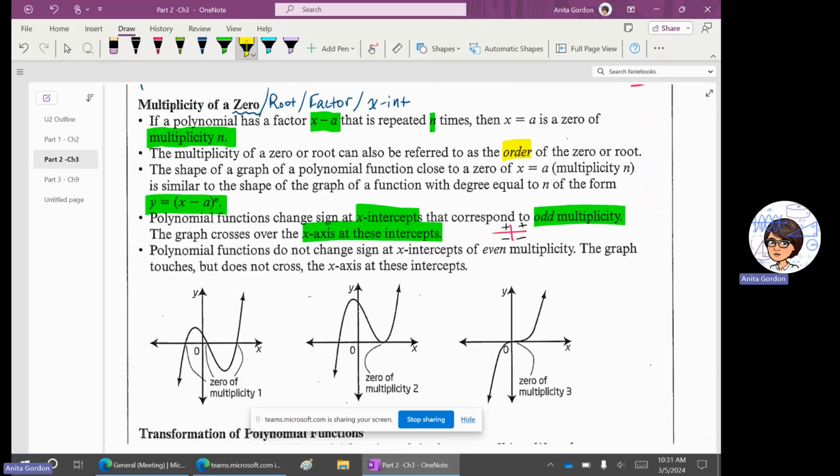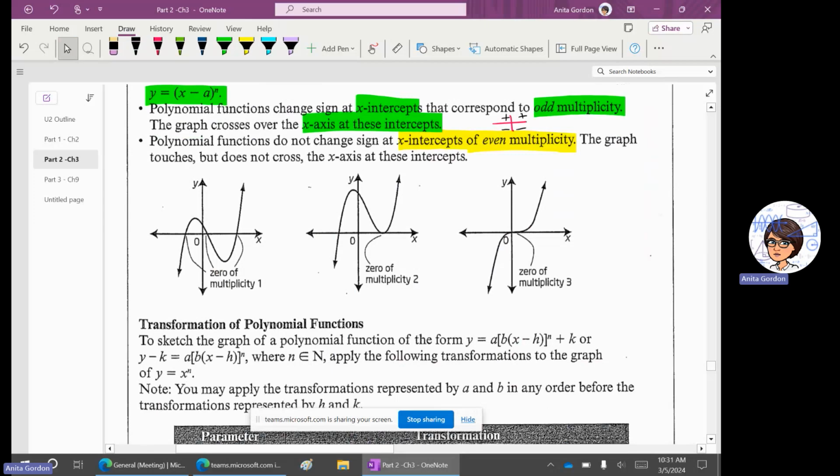If, however, the polynomial function does not change signs at the x-intercept, we call that an even multiplicity. It means the graph stays above the x-axis or below the x-axis. So it approaches it, touches it, but doesn't cross. So here's an example. These are all zeros with multiplicity of 1, meaning they are odd.